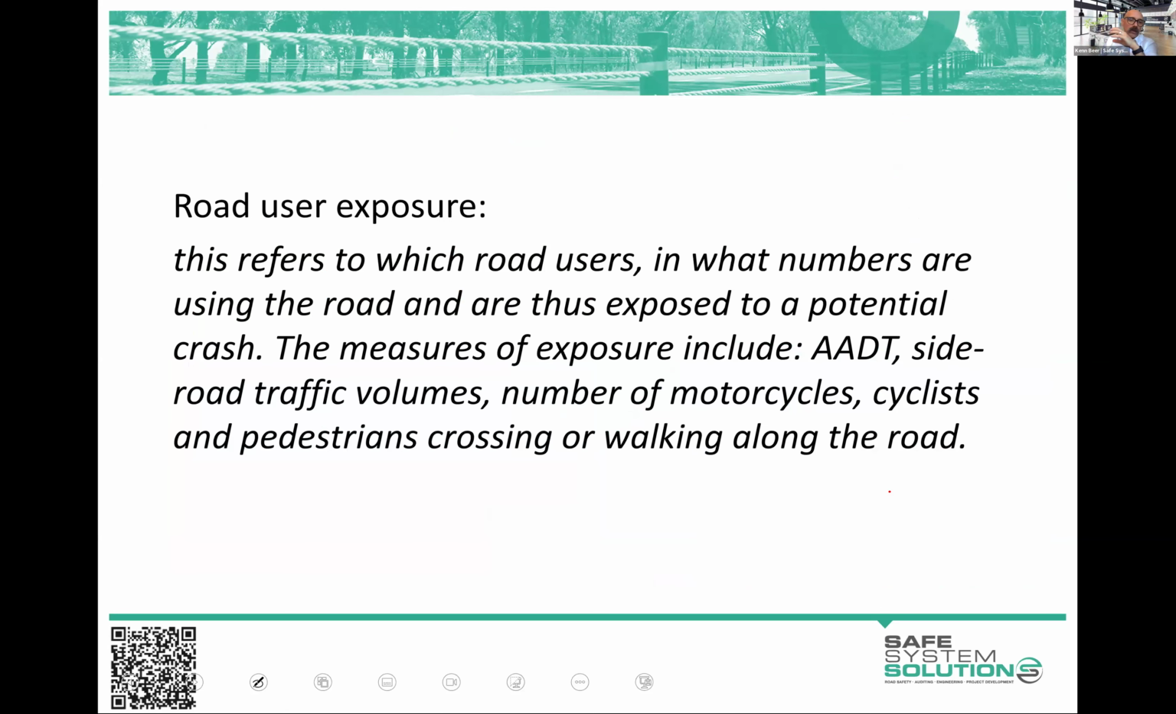Now, we're starting to build this jigsaw puzzle of what is a safe system assessment. So we're starting out with lots of these safe system principles and ways of thinking about things and piecing this puzzle together. There are some definitions of these different exposure, likelihood, and severity. This one refers to which road users, what numbers are using the road, and thus exposed to potential crash. The measures of exposure include AADT, so annual average daily traffic, side road traffic volumes, number of motorcyclists, number of cyclists, number of pedestrians.